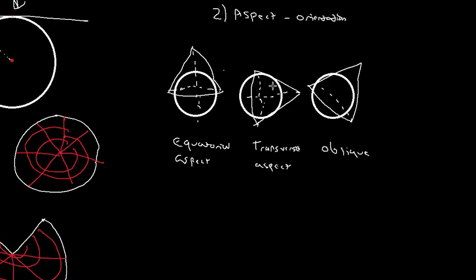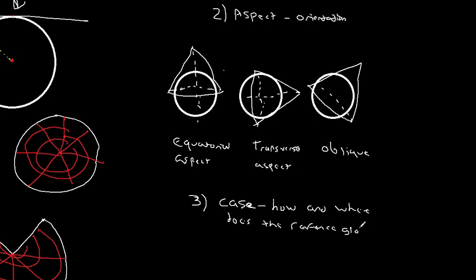And let's talk about the third key term here. And that is called case. And case is particularly important because case has to do with the relationship between the interaction with the reference globe and the developable surface. To put it more simply, it's how and where does the reference globe intersect the developable surface.